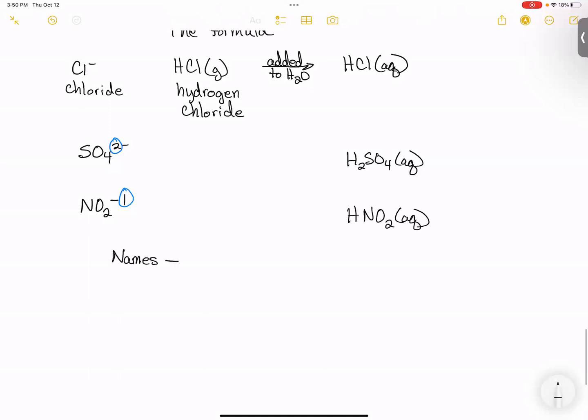And with names, if you don't know your ions, specifically the ending of those ions, you cannot name acids. Because the name then is based off of the suffix for the anion.